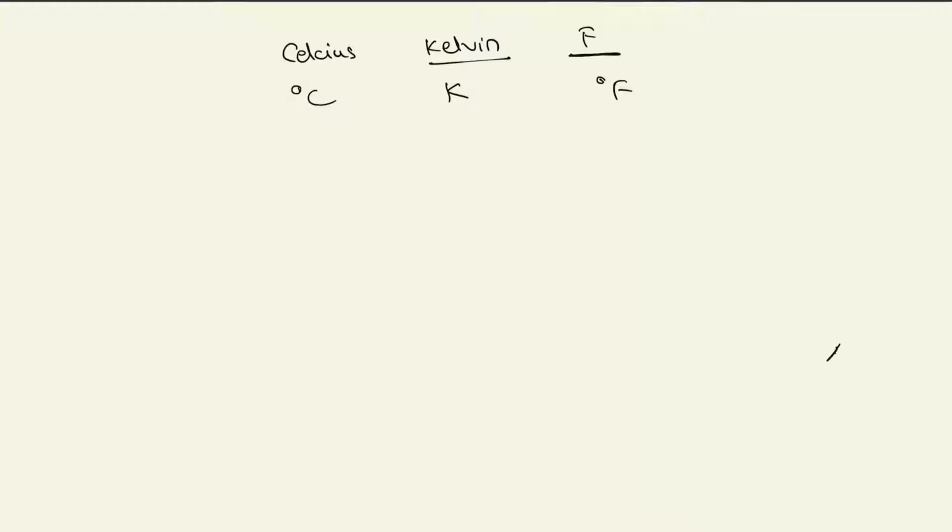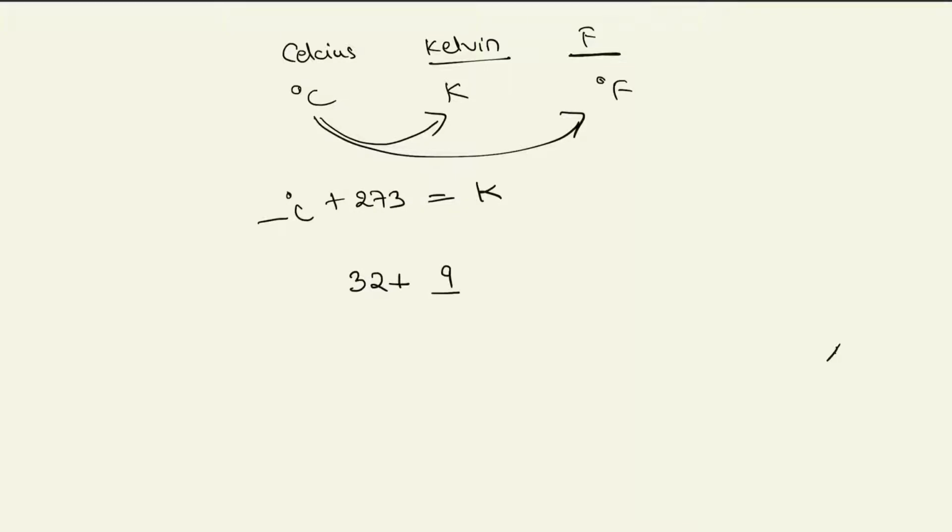Let's suppose if we want to convert degree Celsius to Kelvin, we simply need to add 273 to whatever temperature is there in degrees Celsius. It will get converted into Kelvin. Then, if we want to convert the degree Celsius temperature to Fahrenheit, the formula is that we multiply the temperature in degree Celsius by this factor and add 32. Now this will get converted into degree Fahrenheit.